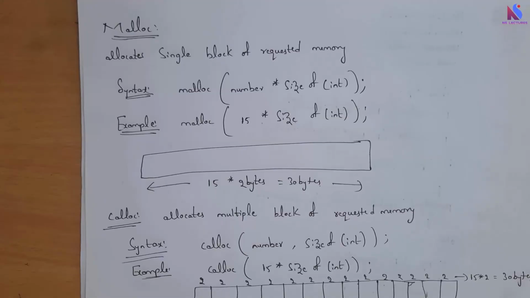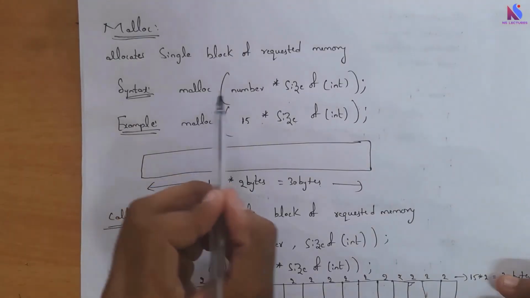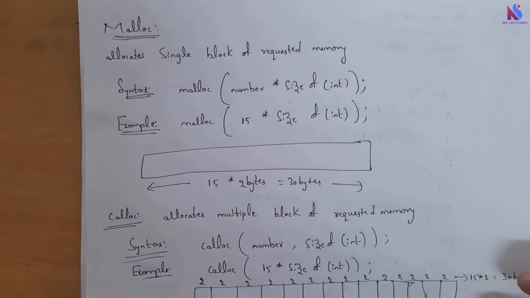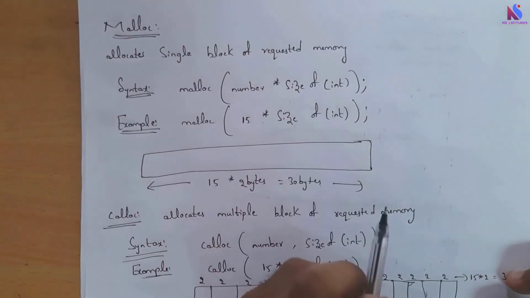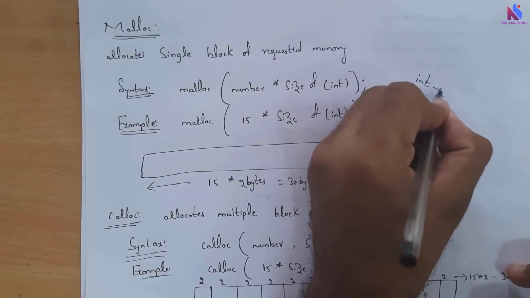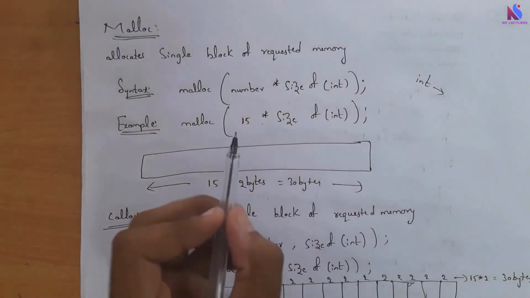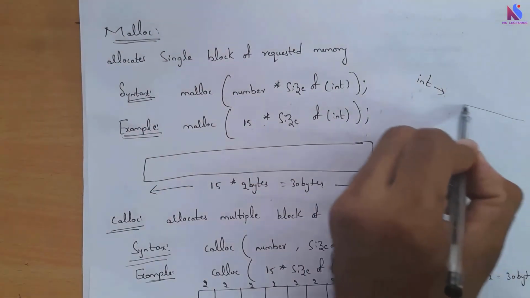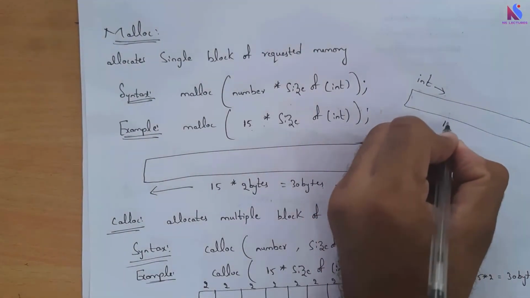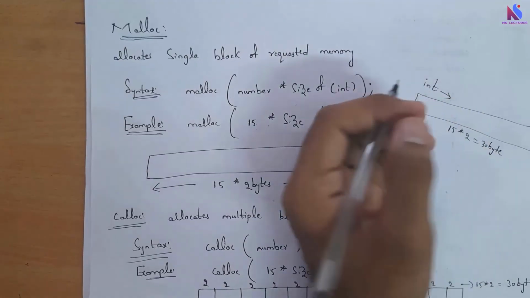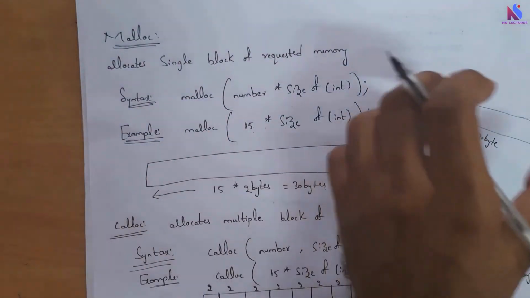The malloc function allocates a single block of requested memory. This is the syntax: malloc of number into size of integer. I will give an example so that you can clearly understand. Here I wrote the example malloc of 15 into size of integer. That means I am taking integer values and I am giving size as 15. It will create one single block and allocate size as 15 into 2, that is 30. So now I can store 15 values inside this.